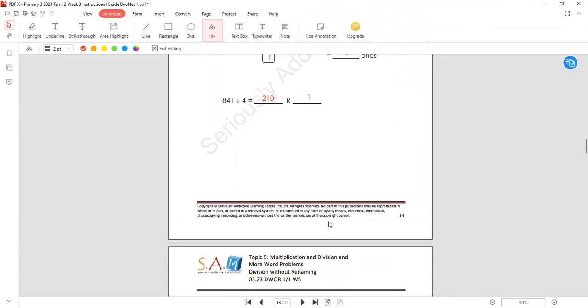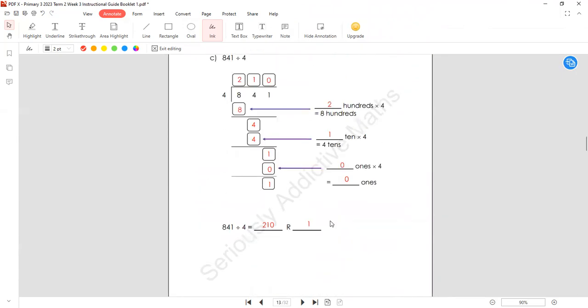Demonstrate again. Maybe it's too early for them to do it on their own unless those who have already done it in class. I would say don't worry about this portion here, it can be quite confusing for some, as long as you explain it in terms of hundreds, tens, and ones. I think that's fine, so that they know that they're doing it like that. So notice 800s divided by 4 equals 200s. 400s divided by 4 equals 100. And then 1, can it be divided by 4?